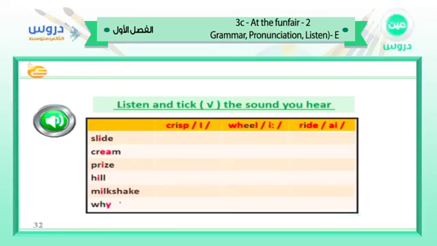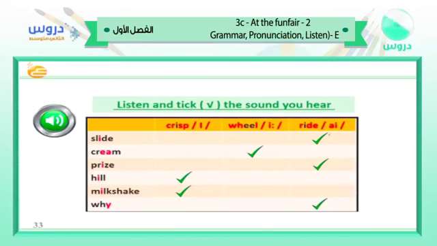I hope you got it. It's easy. Slide is like ride, cream like wheel, prize like ride, hill like crisp, milkshake like crisp also, and why like ride. I hope you got it.